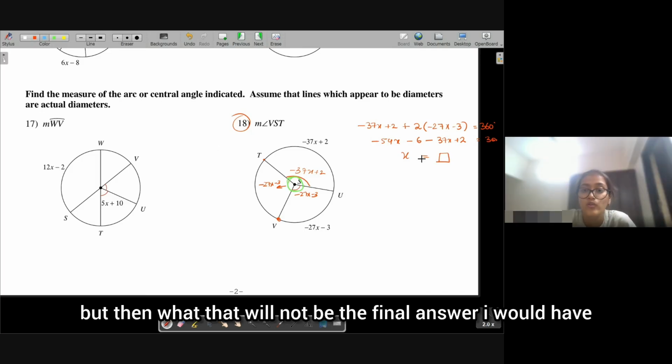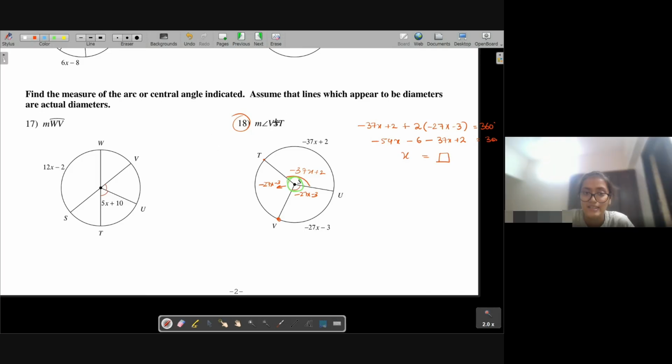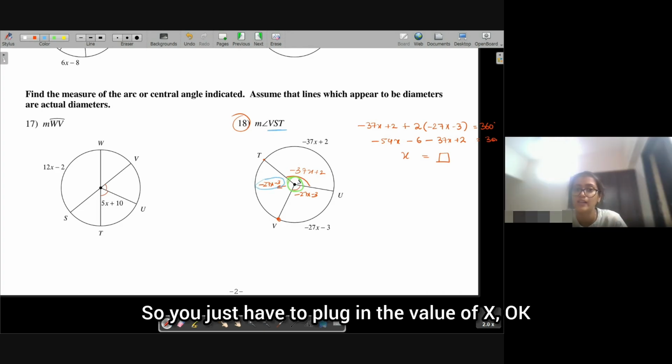Exactly. But that will not be the final answer. I would have to plug it in. Yes, we have to find VST. VST is this. So you just have to plug in the value of x.